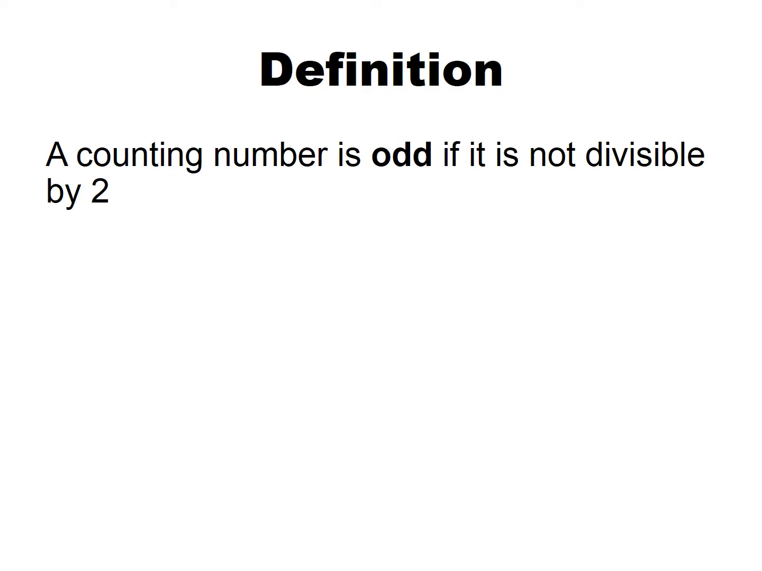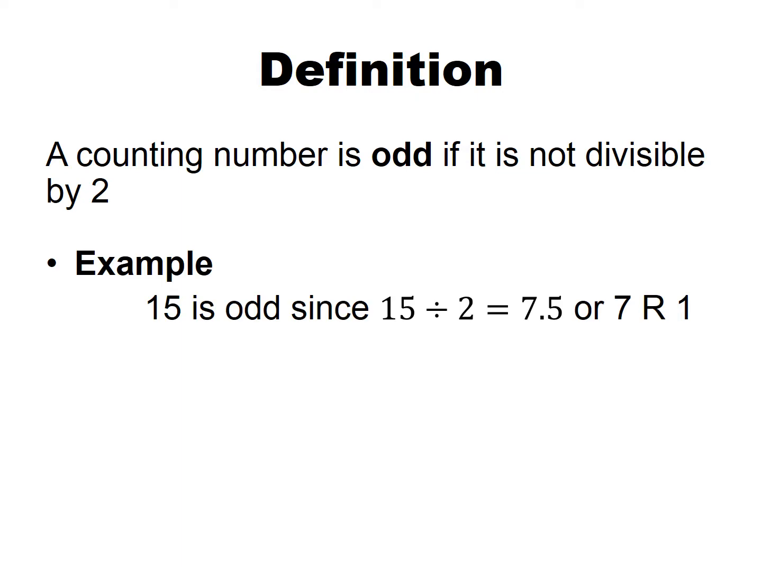Now let's talk about odd numbers. And again, we'll start off with one definition and then we'll get a couple of other equivalent definitions. So a counting number is odd if it's not even, or stated another way, it's odd if it's not divisible by 2. So as an example, 15 is odd since 15 divided by 2 equals the decimal 7.5. Or if we wanted to write it in terms of remainders, we would say it's 7 remainder 1. So either way I look at these answers, I see that I don't get a whole number. 15 is not evenly divisible by 2, and so therefore 15 is odd.